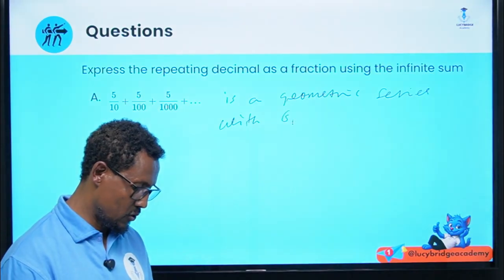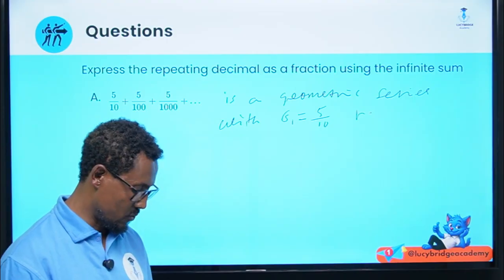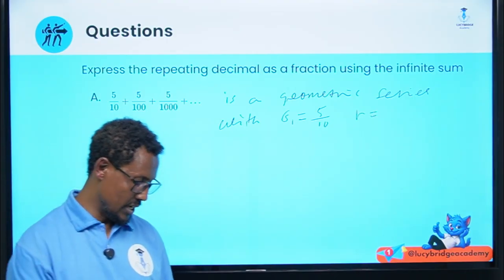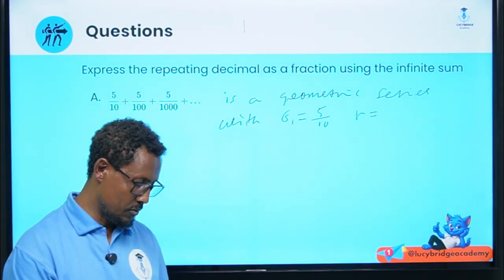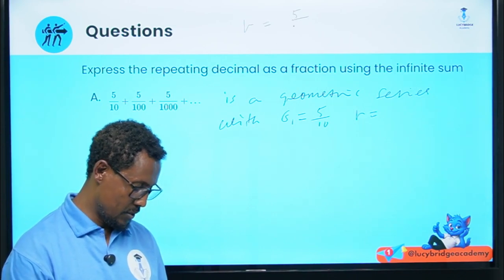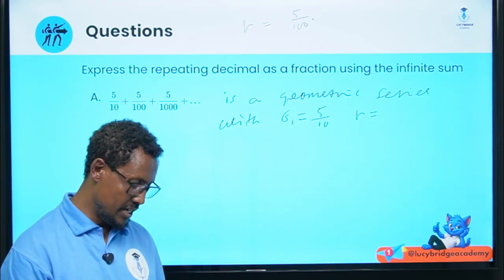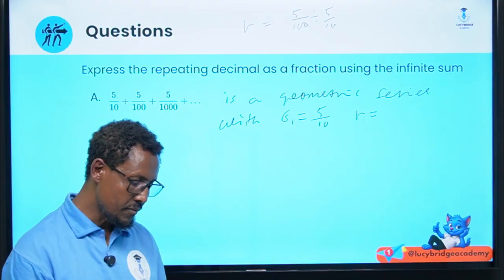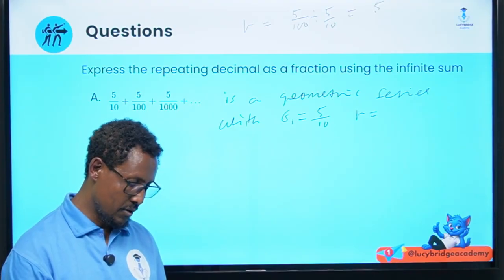With first term G1, which is equal to 5 over 10, and common ratio R, which is equal to R, which is equal to 5 over 100 divided by 5 over 10, okay, or 5 over 1000 divided by 5 over 100.